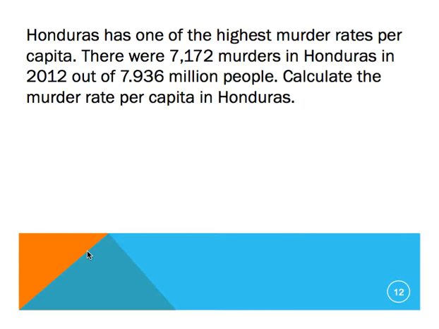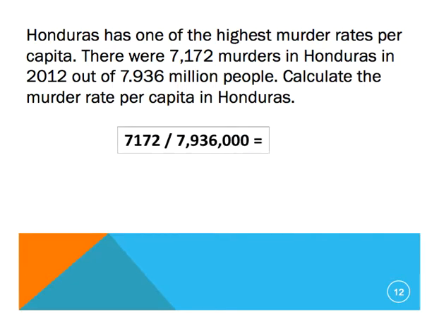Okay, let's take a look at this one. It says Honduras has one of the highest murder rates per capita. There were 7,172 murders in Honduras in 2012 out of 7.936 million people. We're asked to calculate the murder rate per capita. If you remember per capita questions, we take whatever we're interested in, the number of murders, and divide it by the population. 7.936 million is going to look something like this, almost 8 million.